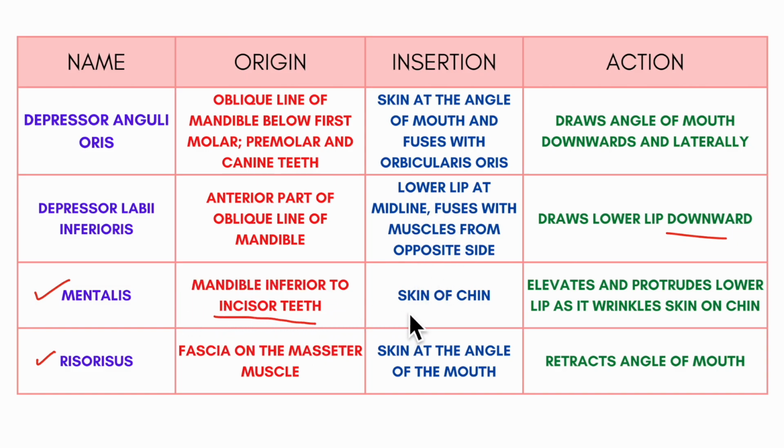It inserts at the skin of the chin and its action is that it elevates and protrudes the lower lip as it wrinkles the skin on the chin. Now the risorius originates from the fascia on the masseter muscle and it inserts at the skin at the angle of the mouth, and its major action is that it retracts the angle of the mouth.